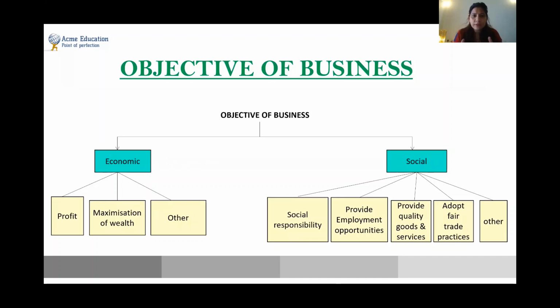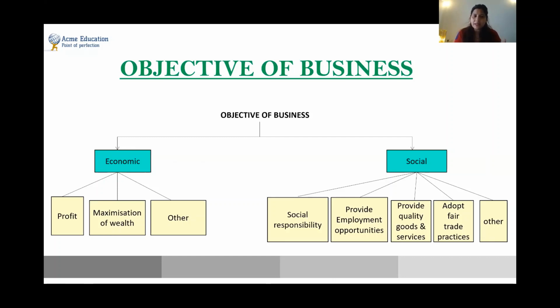Moving to the next topic, and that is the objective of business. So when you are doing business, there are certain objectives. If you see the chart, there are two specific objectives flashing on the screen. One is the economic objective, whereas the other is a social objective. The economic objective means to earn money, and that is why it is divided into three parts, that is profit, maximization of wealth, and other objectives. And the social objective can be divided into various categories, like social responsibility, providing employment opportunities, providing good quality of goods and services, adopting a fair trade price, etc.